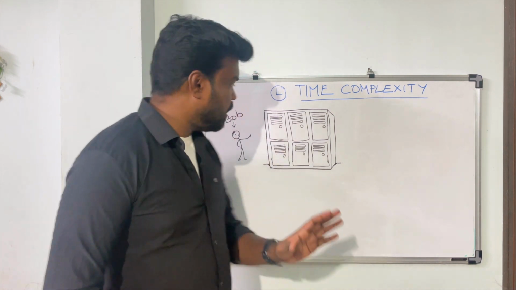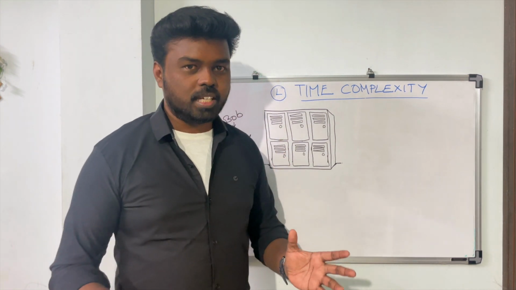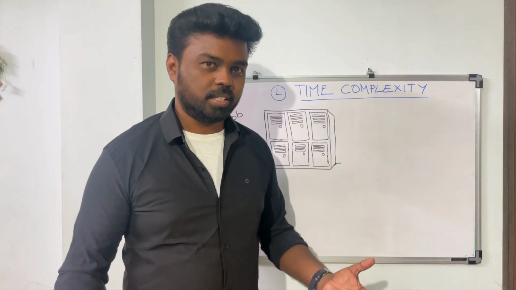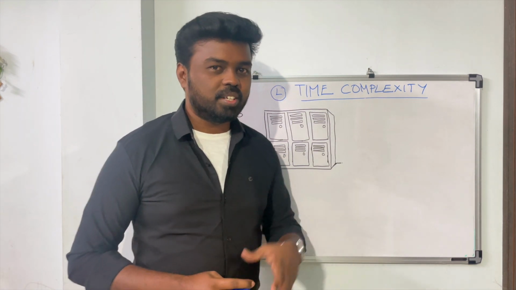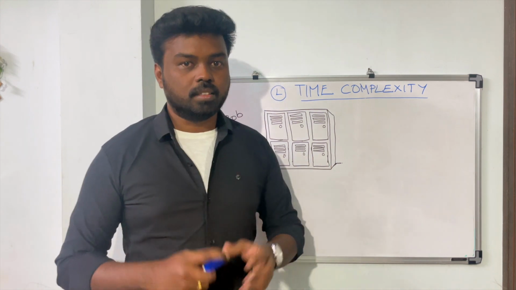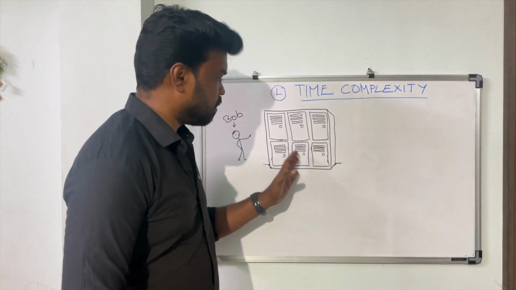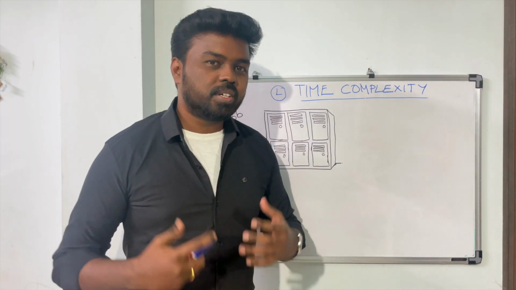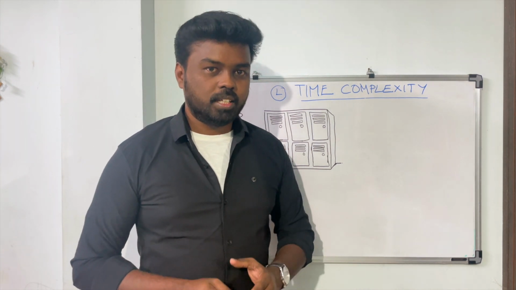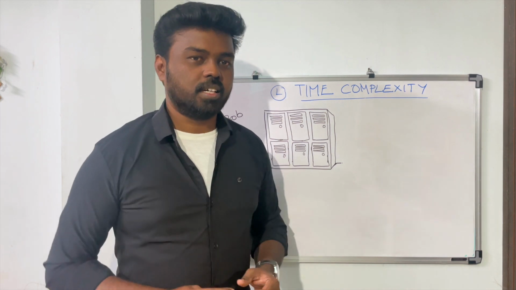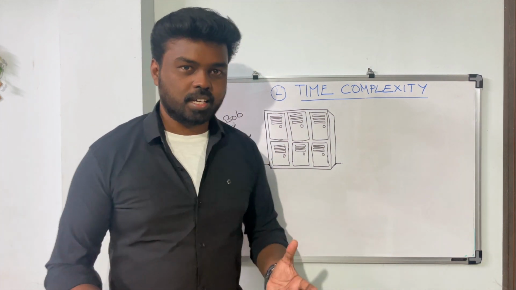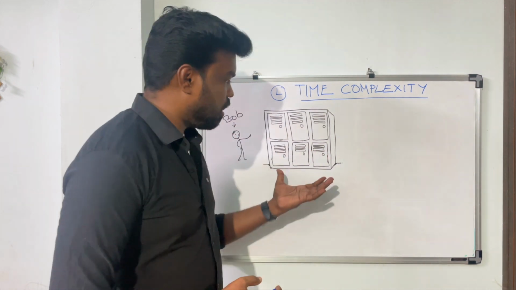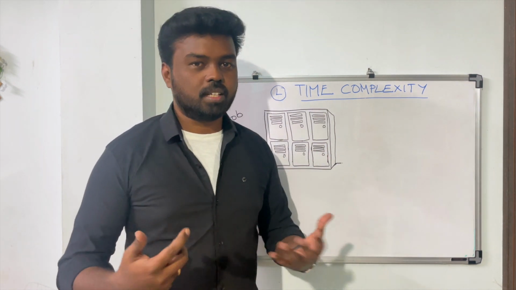But if the file is in the first locker itself, then Bob will immediately grab it and it will only take 1 second to complete the whole search operation. But in the worst case scenario, if the file is in the last locker, then Bob has to go through all the lockers to find the file. Always keep in mind, when you calculate the time complexity, you always have to go for the worst case scenario. So in this case, the worst case is that Bob has to run through all the lockers. If there are 6 lockers, it will take 6 seconds to complete the operation.